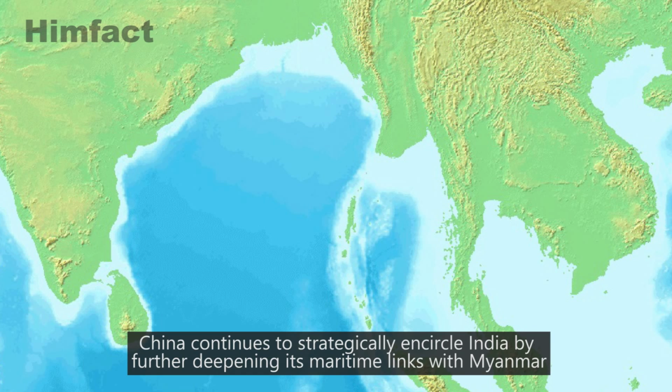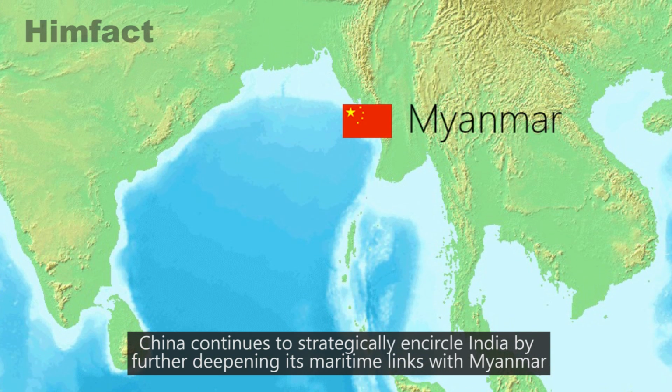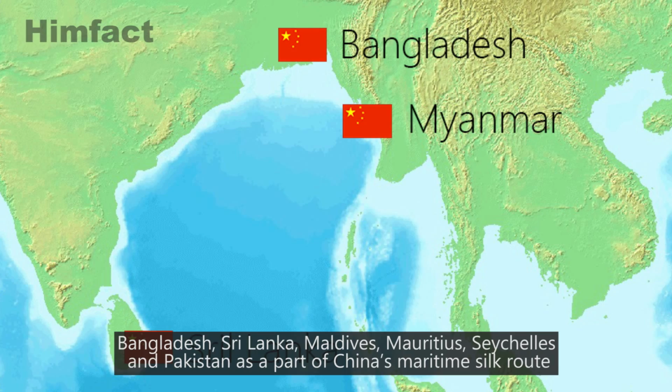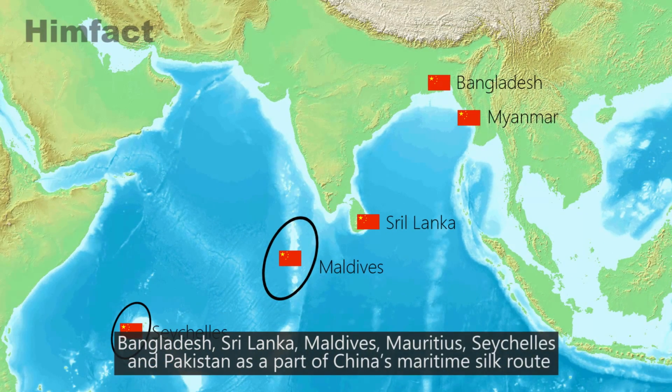China continues to strategically encircle India by further deepening its maritime links with Myanmar, Bangladesh, Sri Lanka, Maldives, Seychelles and Pakistan as a part of China's Maritime Silk Route.